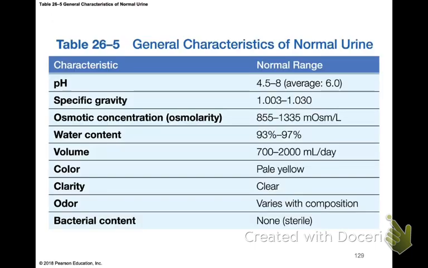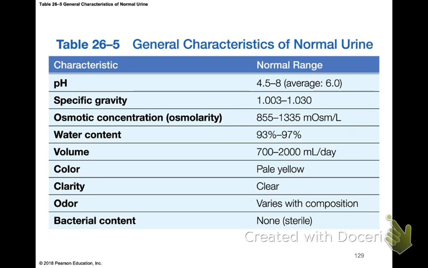All right, so here are the normal values. I want you to pay attention to normal pH. The average is 6, but the range is 4.5 to 8. So from very acidic to pretty darn basic. And compare that to the normal pH of blood, which is 7.4. So a pH of 6 being average means that most of the time you're secreting more acids than you're keeping.